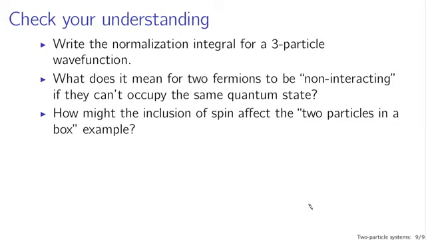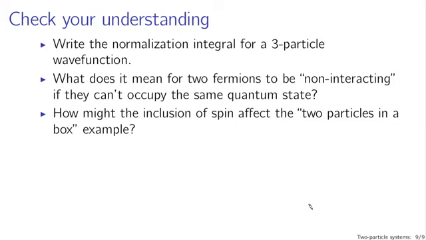Finally, reflect on what it means for two fermions to be non-interacting if they can't occupy the same quantum mechanical state. Those two particles in a box that I did on the last slide, for a fermion they couldn't exist in the same state, but I wrote down the stationary states from which I was constructing those antisymmetric and symmetric combinations by stating that the particles didn't interact. So what does it mean for two things that don't interact to exclude each other from doing something?